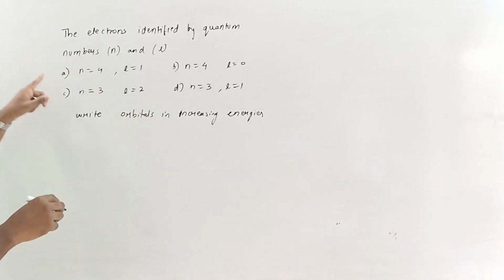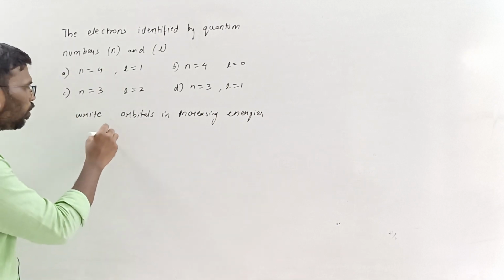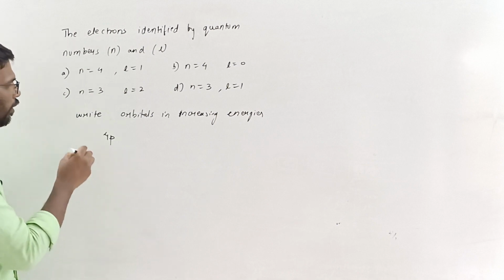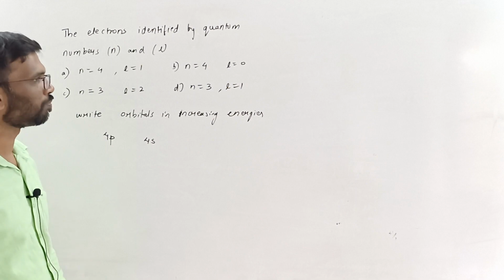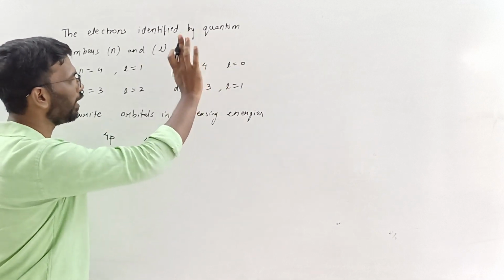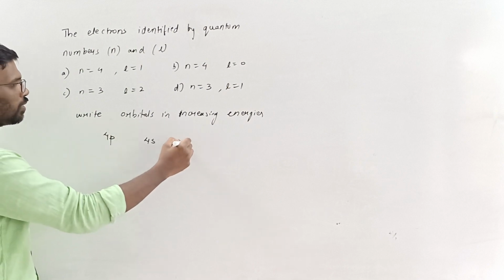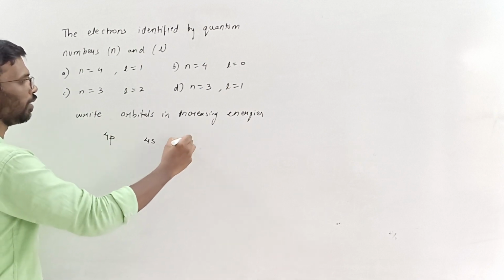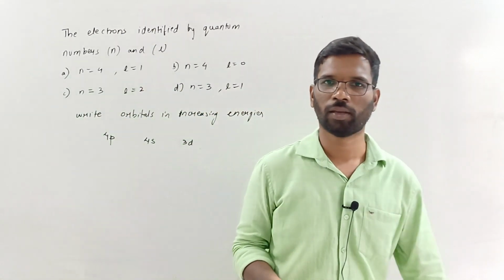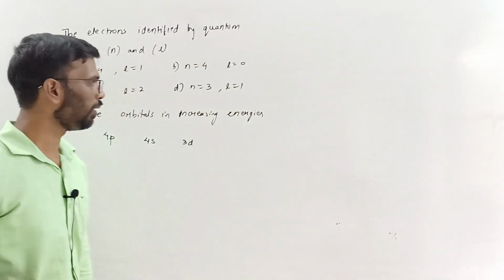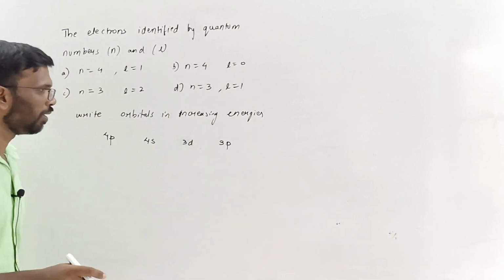Okay, so here option A represents what? n is equal to 4 and l is equal to 1, which means it is a 4p orbital, right? Option B represents a 4s orbital, right? n is equal to 4, l is equal to 0, which means it is an s orbital. Option C represents a 3d orbital, because l is equal to 2, s, p, d, right? The azimuthal quantum number for the d orbital is 2, and the last is a 3p orbital, right?